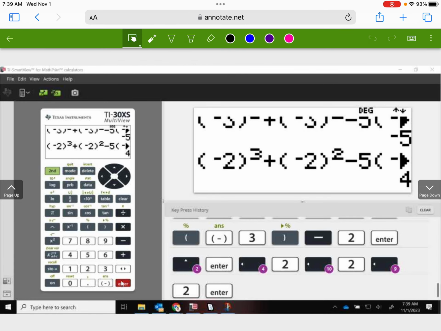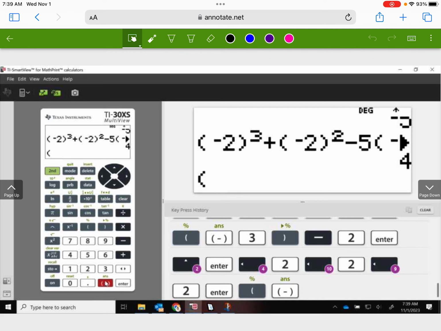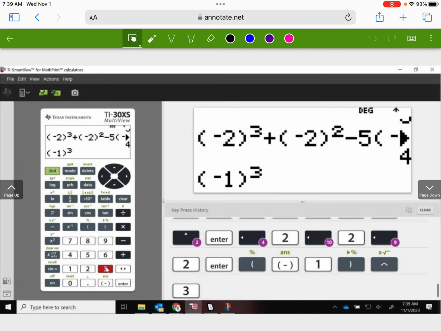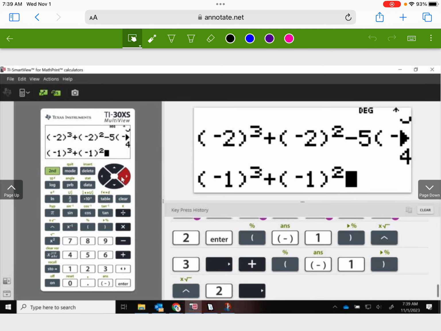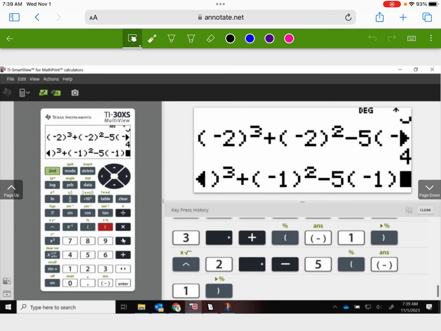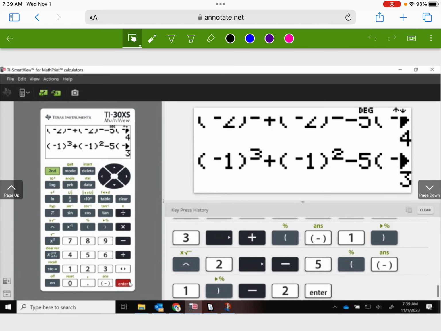I'm just going to retype it because I like to do that. So then we're going to do -1 to the 3rd plus -1 squared minus 5 times -1 minus 2. And we have +3.